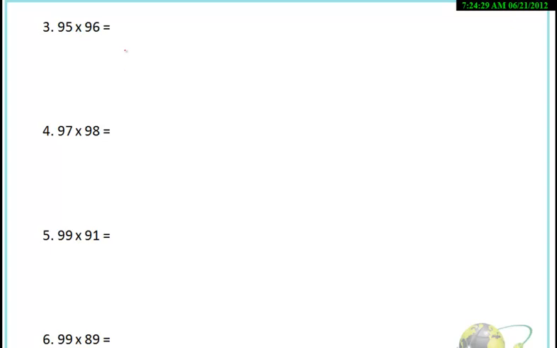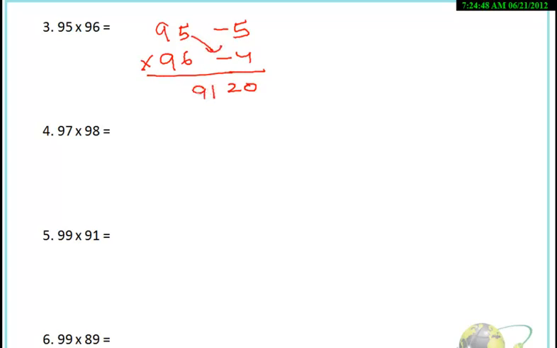It's very simple, friends. Let's take another example, 95 into 96. Let's begin. It's minus 5 from 100, and it is minus 4 from 100. 5 into 4 will give us 20. Then 95 minus 4 will give us 91. We have to subtract in cross. So whether we subtract 95 minus 4 or 96 minus 5, in both cases we'll get the same answer. So we just have to do the cross subtraction for the ones only.